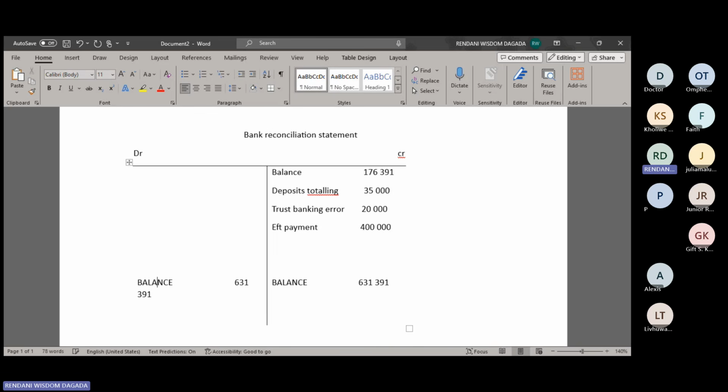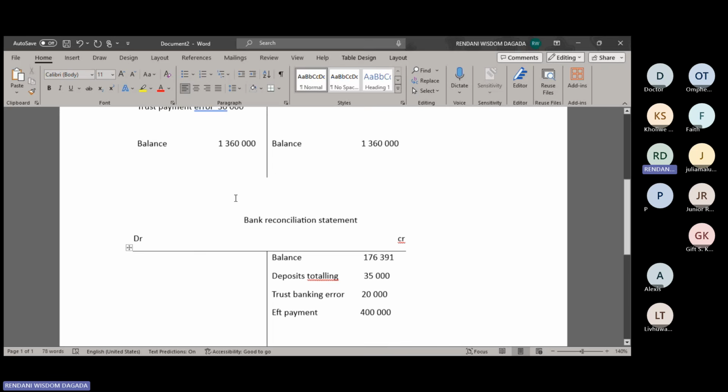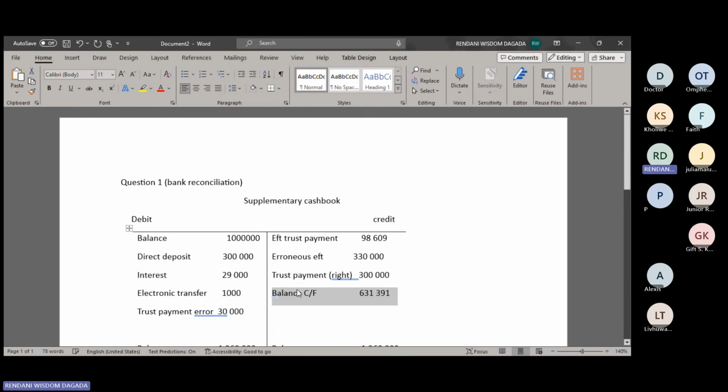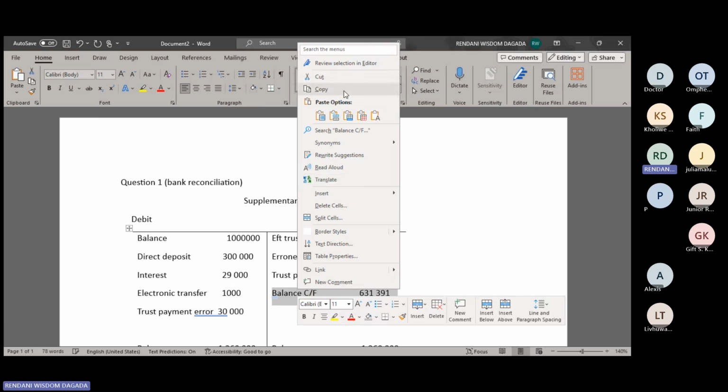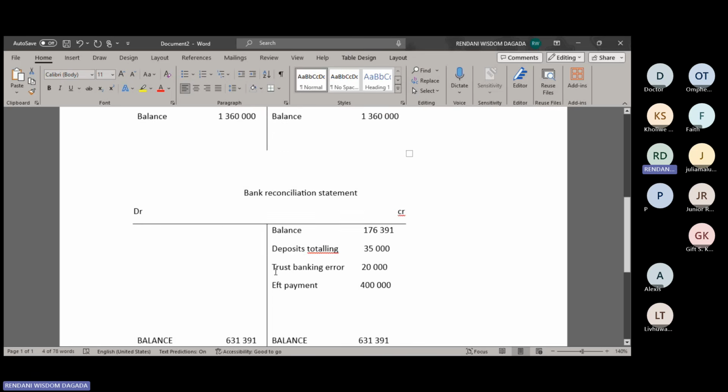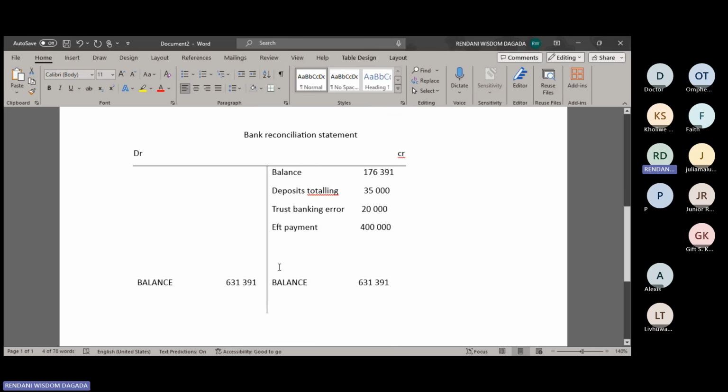631,391 is the balance for both sides. And then after we do that, we take the balance carried forward. You remember this balance carried forward? We take it, we bring it down to the supplementary cash book. In the supplementary cash book, we go to the side that has less amounts, when added together, it gives you less. And on this one, it's going to be the debit side because there's nothing. And we're going to put the balance carried forward and it will equal to the balance. And then everything is balanced out.